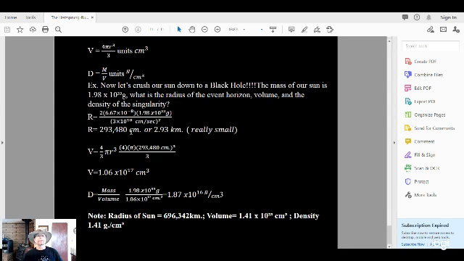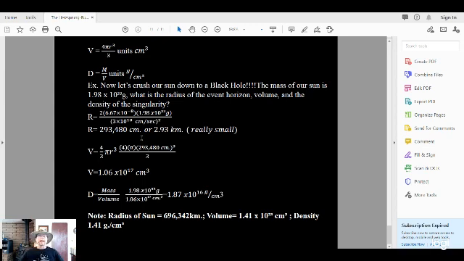293,480 centimeters, and we move the decimal 5 places from centimeters to kilometers, and we end up with 2.93 kilometers. Are you kidding me? We crush our sun down to a black hole. The event horizon is only going to be 2.93 kilometers. That's really small on a stellar scale.